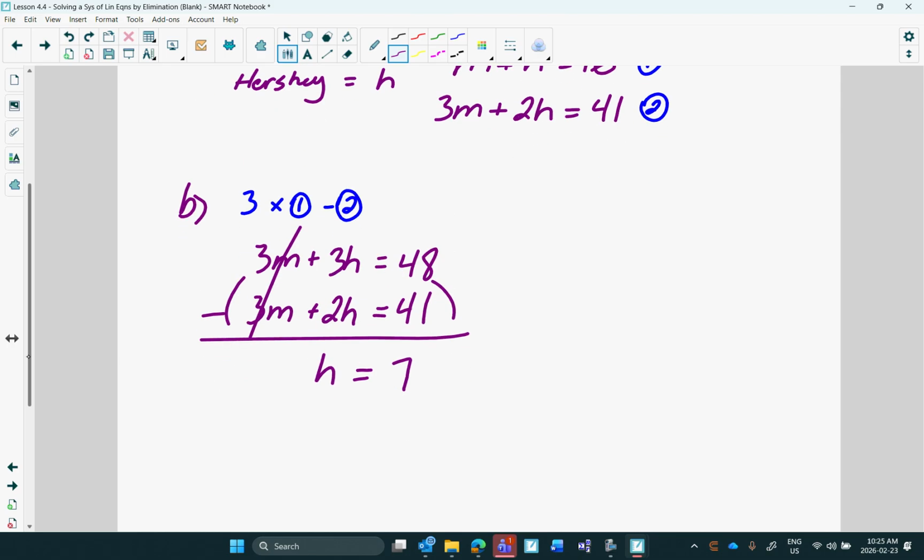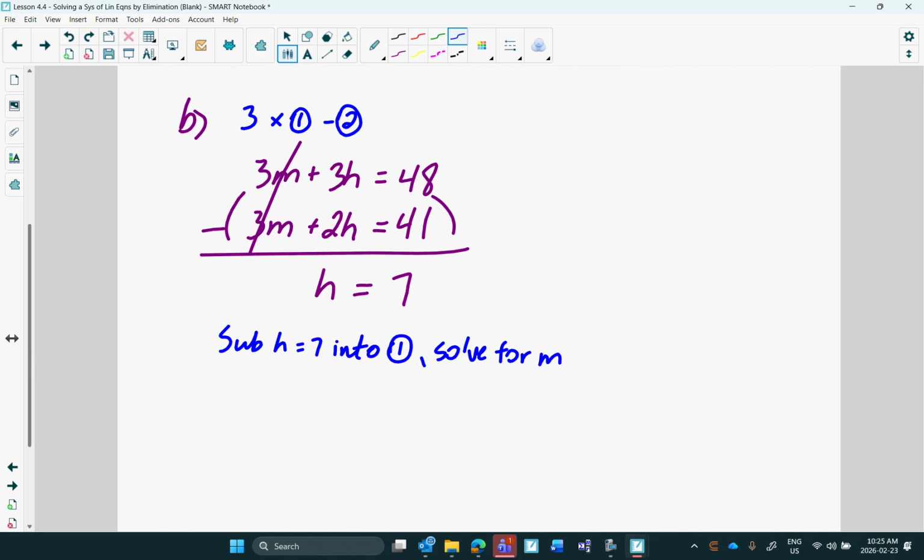How do I find the M&Ms? Plug it into the first one. Sub h equals 7 into 1 and solve for m. Now, I put these instructions in blue because you don't have to write these when you do your solutions. I'm just showing you what I'm doing. So that means it's m plus 7 equals 16. Well, that's pretty obvious. M equals 9.